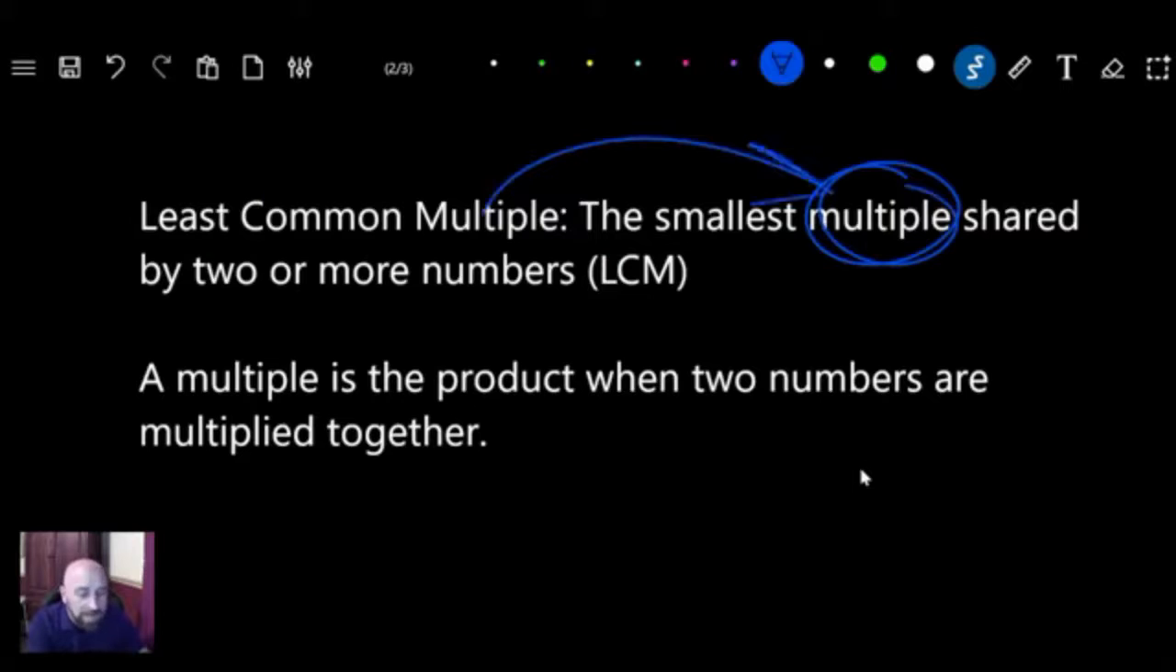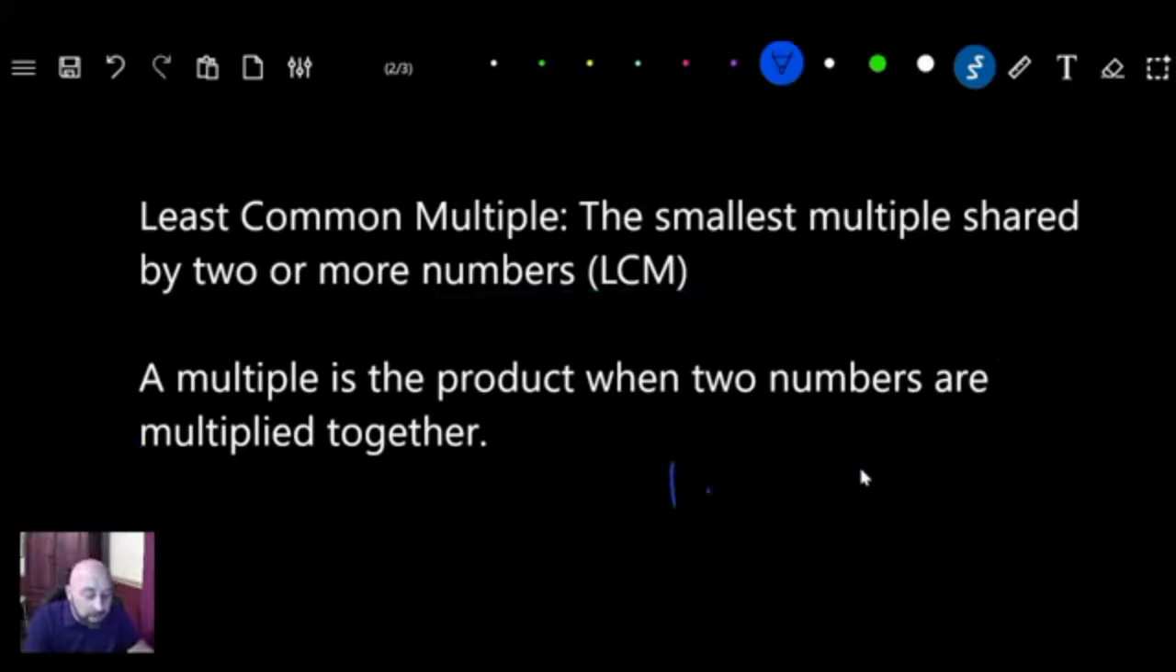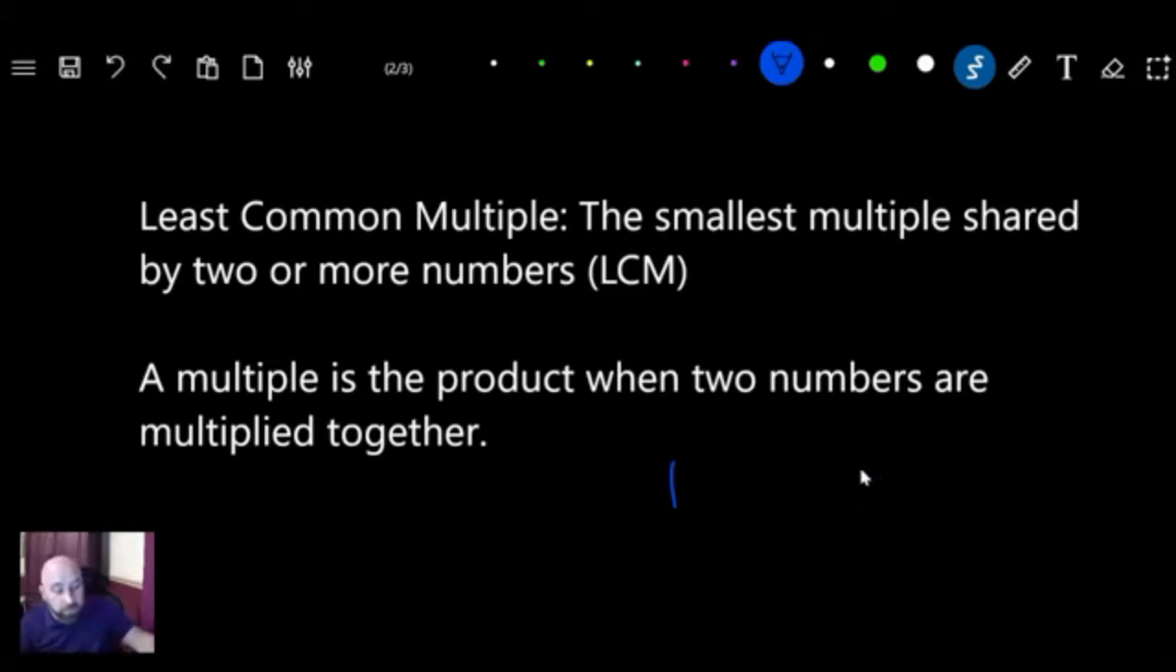multiple. There's the same word, so I didn't do very good of giving you a new definition there, but I'm going to give you a new definition. A multiple is the product when two numbers are multiplied together. So 1 times 3 equals 3. That's the multiple. Okay. 2 times 3 equals 6. 6 would be the multiple. So those are the multiples. The multiple is like your product, your solution to a multiplication problem. So the smallest multiple shared, and that's that word common, shared, by two or more numbers is called the LCM.